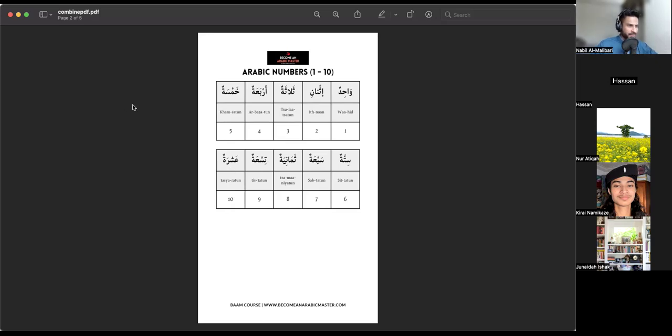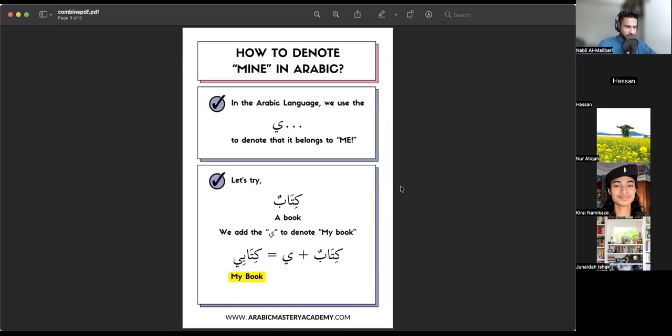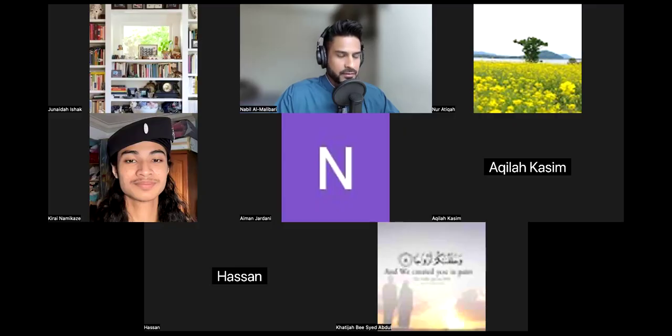Excellent. Very good. Everyone is able to count now. Okay, then we're going to go through a couple of key concepts here. The first one is, we've already studied this, whenever you want to denote something that belongs to you, you just put the ya. For example, the word kitabun means a book. You put the ya, it becomes kitabi. It's not kitabui, take note of that. It's kitabi. You have to follow the natural flow of the voice. Kitabi. Excellent, very good.